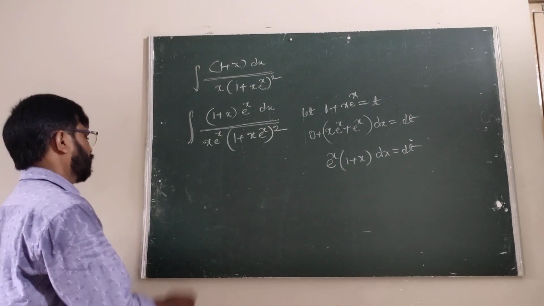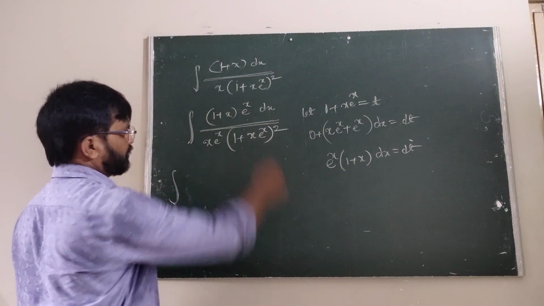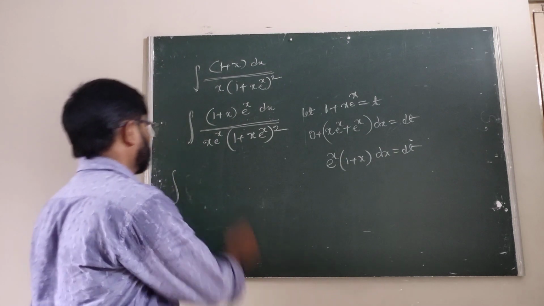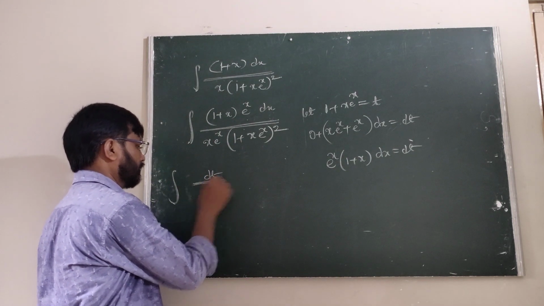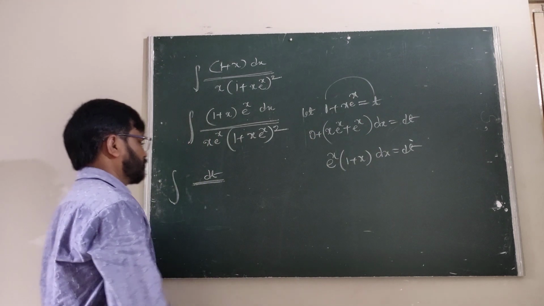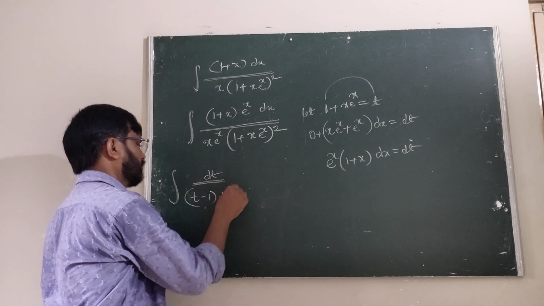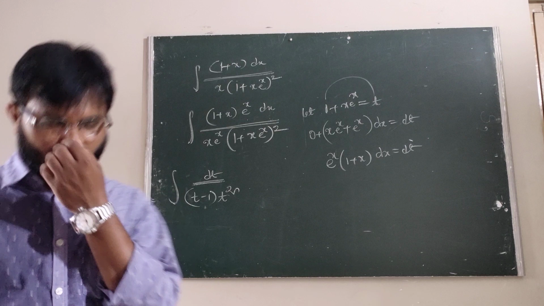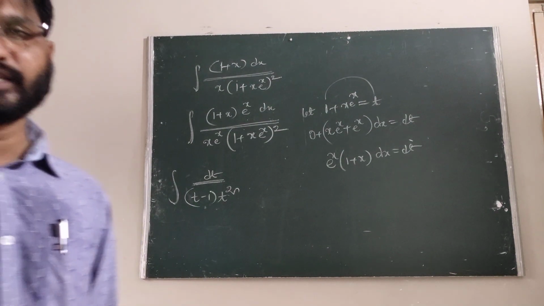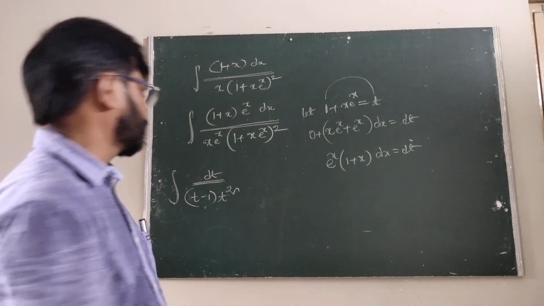Now, how to write this one? The integral of (1 + x) e^x dx is dt. The dt by x e^x is t minus 1, so we get dt upon (t minus 1) into t square. How to find this one? This is the method of partial fractions.